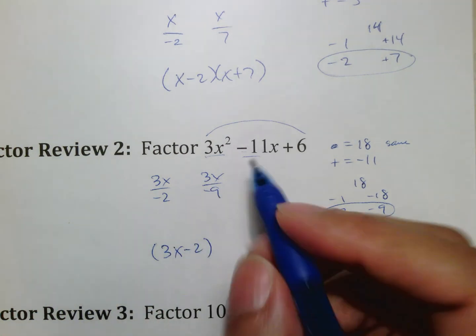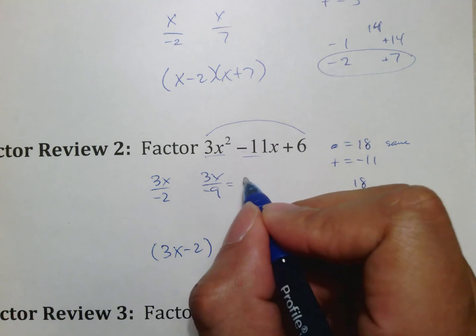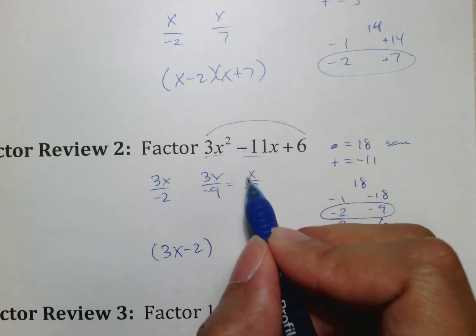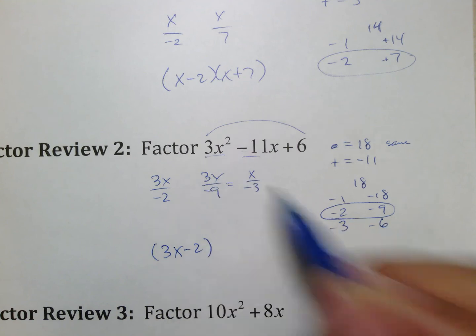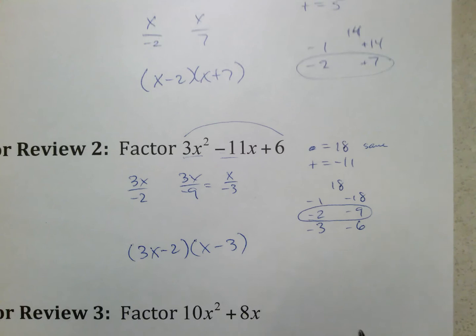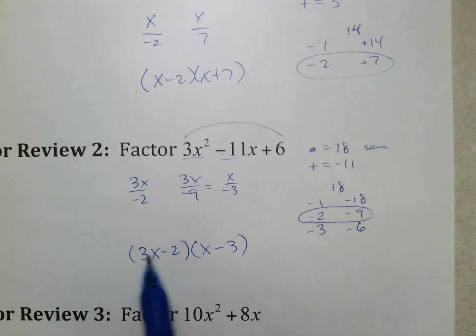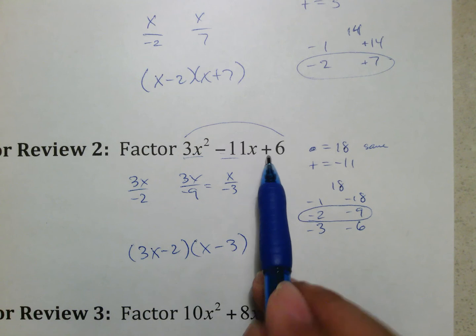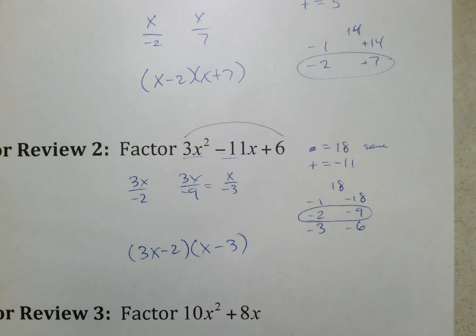3 and 9 can both be divided by 3, which makes x over negative 3, because remember, this is 3 turning into a 1. 3 divided by 3, 9 divided by 3, which means your second one is x minus 3. Remember that we can check this quickly by going 3x times x is 3x squared, which makes sense. Negative 2 times negative 3 makes positive 6, which also makes sense.